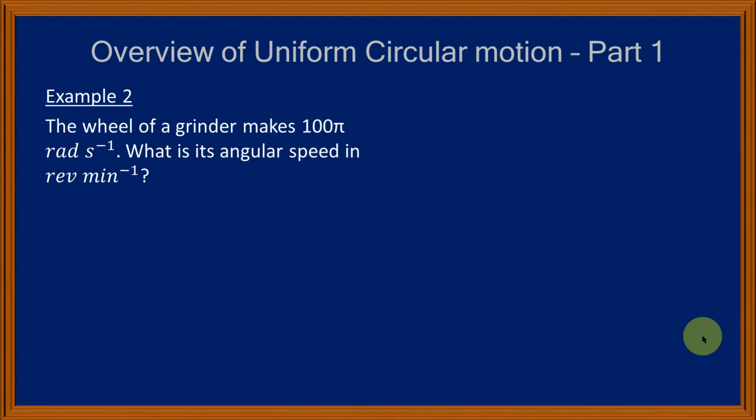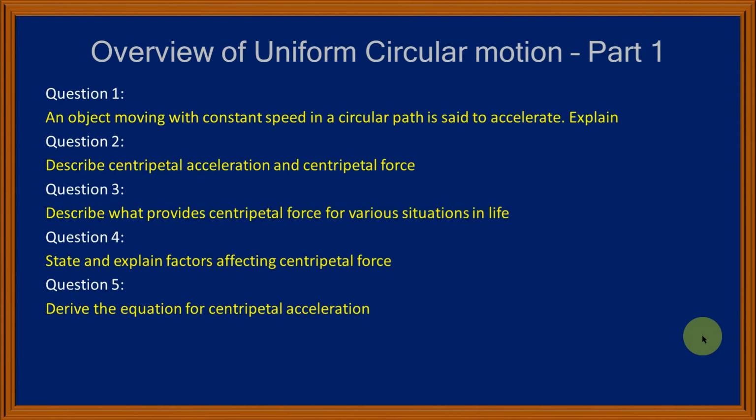Now, how am I going to cover these concepts? I have decided to write down a few questions that can serve as a guide to how to understand the various concepts in uniform circular motion. For example, the first question: an object moving with constant speed in a circular path is said to accelerate. We want to explain how such a situation comes about.